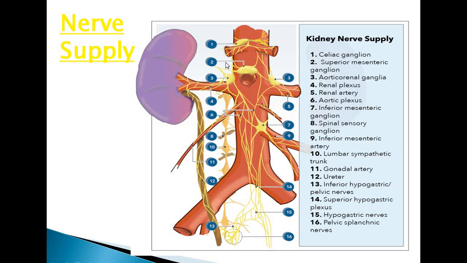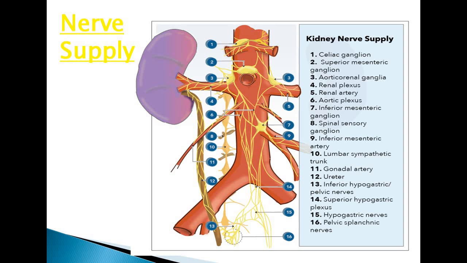Because of this reason, the pain radiates from the loin to the groin region in certain conditions, infectious conditions. The afferent nerves of the kidney belong to the segments T10 to T12, and the parasympathetic nerve supply is again by the vagus nerve.